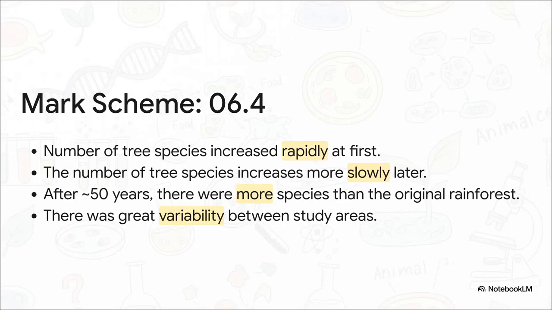And would you look at that? There are so many possible correct answers. You only needed one of them to get the mark. You could have talked about the rate of recovery, how it was really fast at the beginning and then slowed down. Or you could have pointed out that amazing detail that after about 50 years, the new areas often had even more species than the original forest. Or you could have just talked about how spread out the dots are, showing there was a lot of variation from place to place. Any of those would have been a perfect answer.